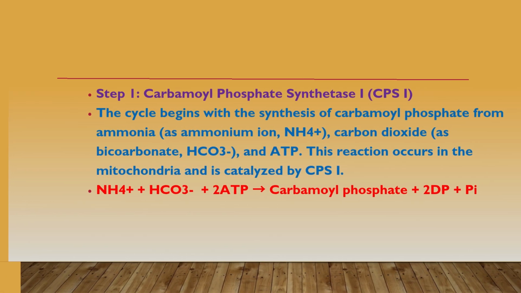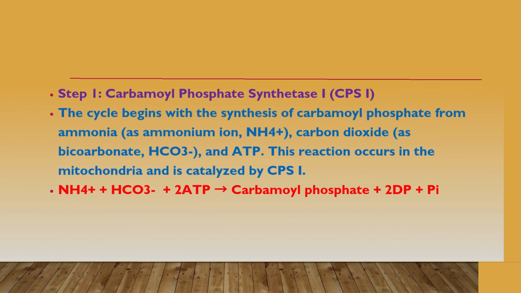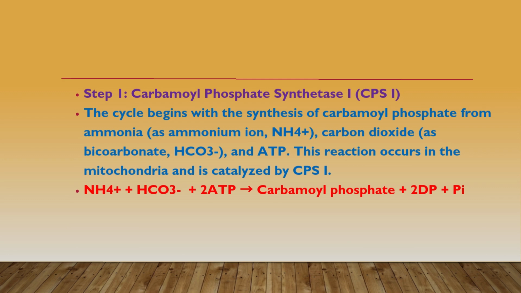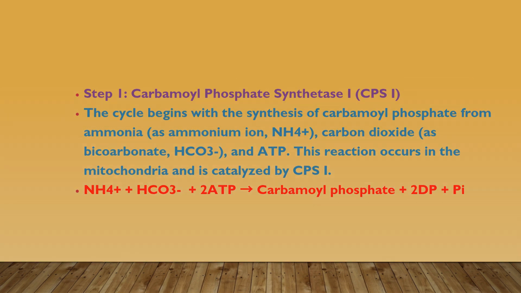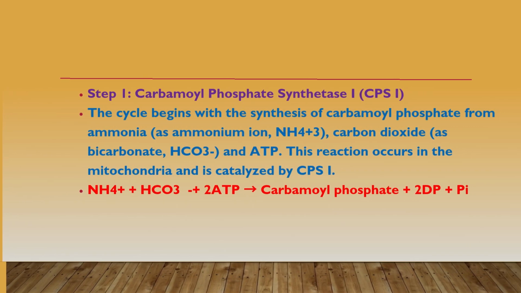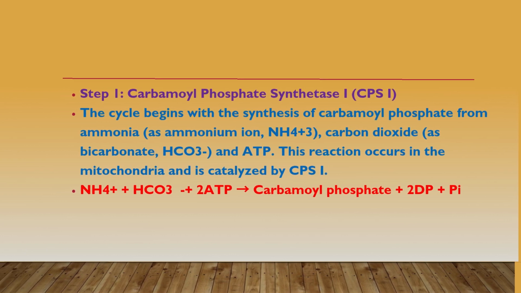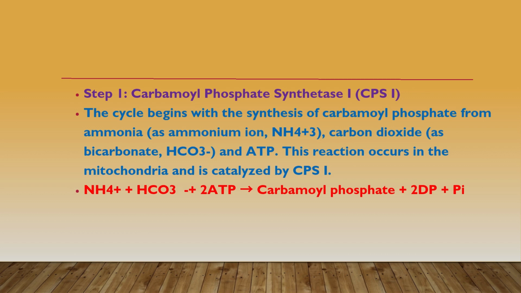Step 1. Catalyzed by the carbamoyl phosphate synthetase 1, CPS-I, enzyme. The cycle begins with the synthesis of carbamoyl phosphate from ammonia, as ammonium ion, NH4+, carbon dioxide, as bicarbonate, HCO3, and ATP. This reaction occurs in the mitochondria and is catalyzed by CPS-I. As shown on the screen, note that 2 moles of ATP are consumed. CPS-I is the regulatory enzyme of the urea cycle. N-acetylglutamate is the coenzyme for CPS-I.